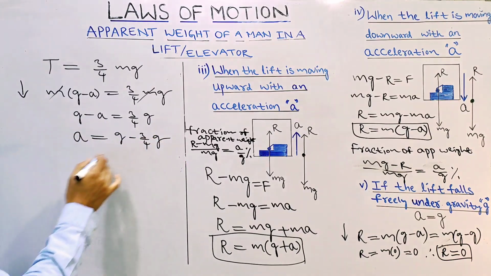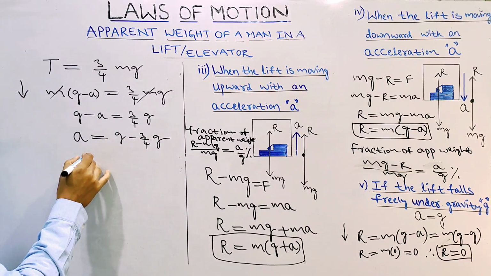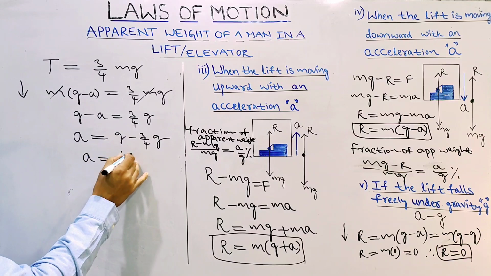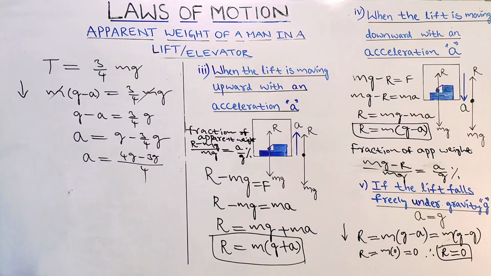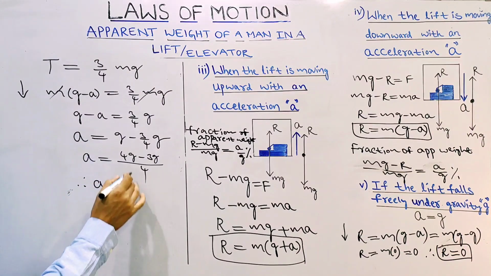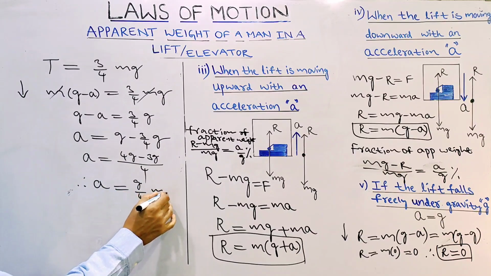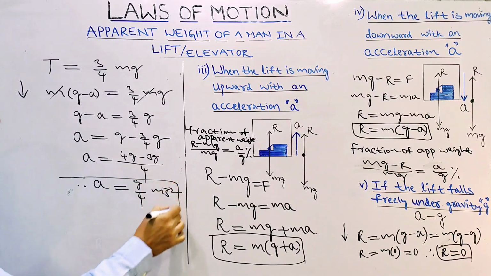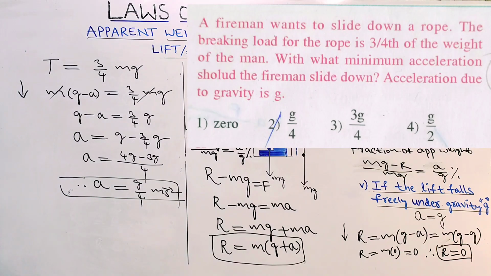Okay, here 4 is the LCM. So what happened that time? 4g minus 3g, by 4. So therefore acceleration a equal to how much? So g by 4 meter per second square. Acceleration units are meter per second square. So therefore which option is correct? The second option is correct.